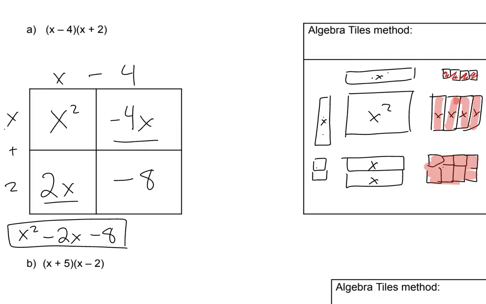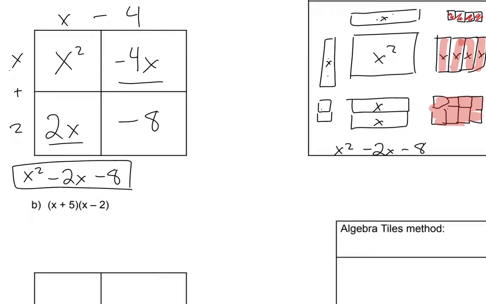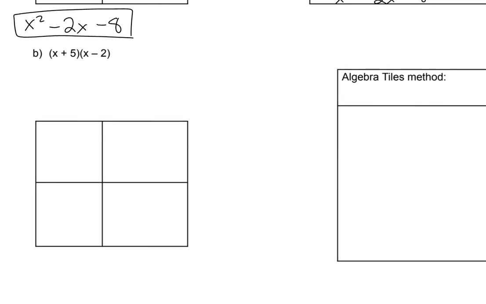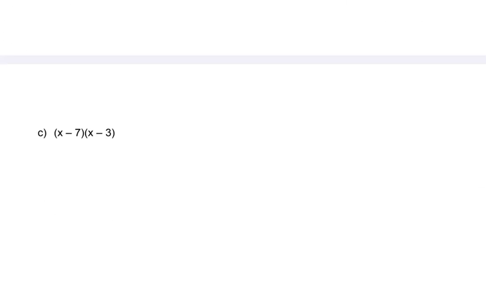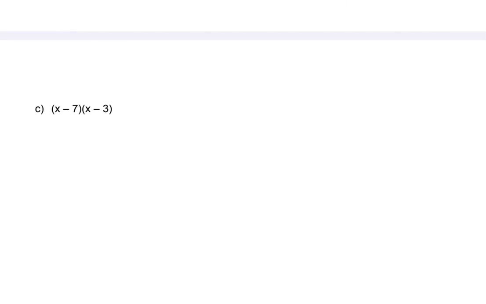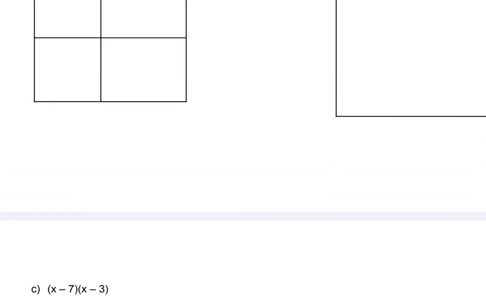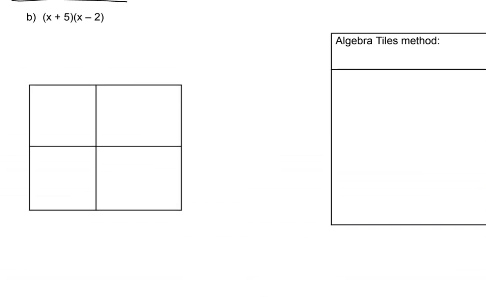So now what I can do here is the exact same thing. I have 1 x squared, negative 4x plus 2x is going to be minus 2x, and then I have minus 8. So it's the exact same outcome, just two different methods. If you like the visual method, awesome. If you prefer the box method, awesome. Ultimately, it's going to be beneficial algebraically for you to know how to do the distributive law, but we're just wrapping our heads around stuff right now.